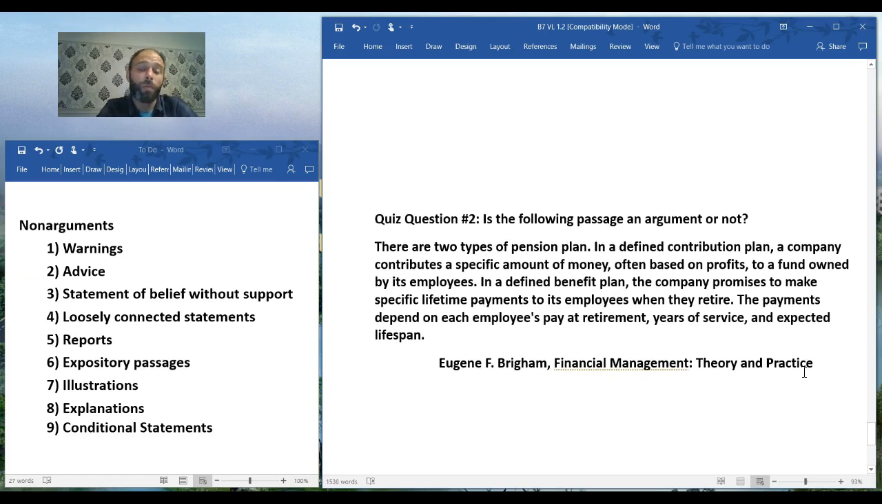Quiz question two, is the following passage an argument or not? There are two types of pension plan. In a defined contribution plan, a company contributes a specific amount of money, often based on profits, to a fund owned by its employees. In a defined benefit plan, the company promises to make specific lifetime payments to its employees when they retire. The payments depend on each employee's pay at retirement, years of service, and expected lifespan. So again, just tell me whether this is an argument or non-argument. Write that in your notes, and when you open the quiz, tell me the answer.